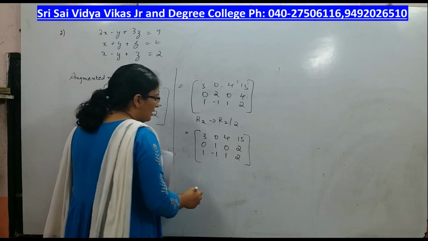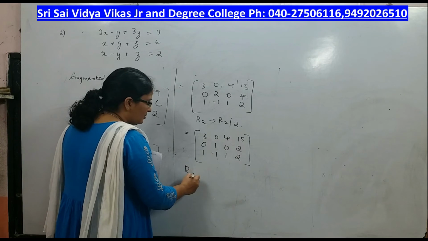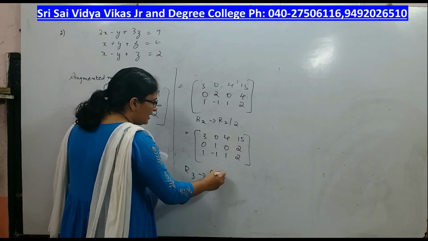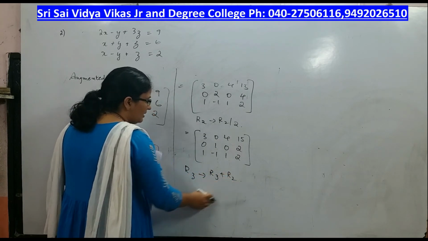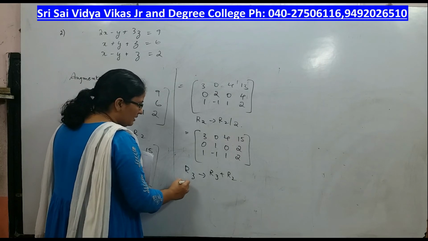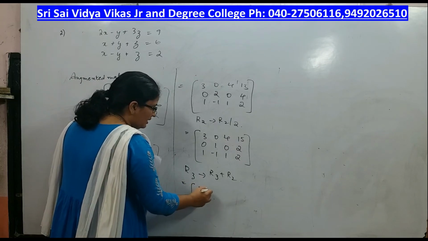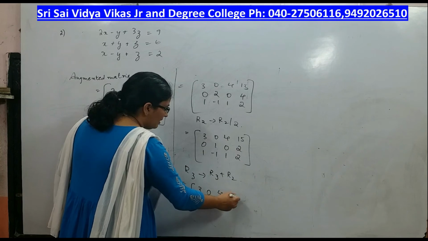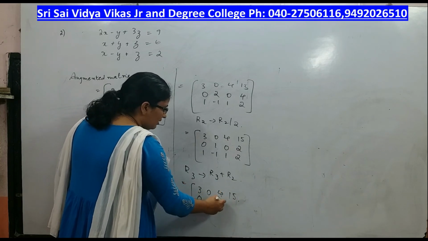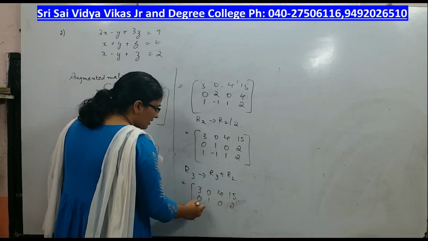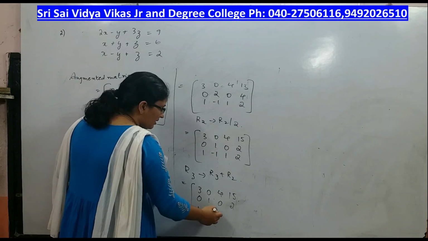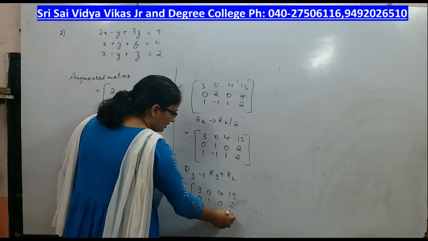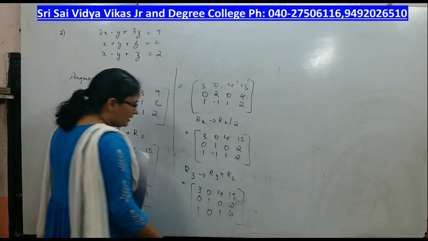Next, R3 changes to R3 plus R2. In this case, what we'll get, we'll see. 3, 0, 4, 15. 0, 1, 0, 2. 1, 0, 1, 4. This is what you get.